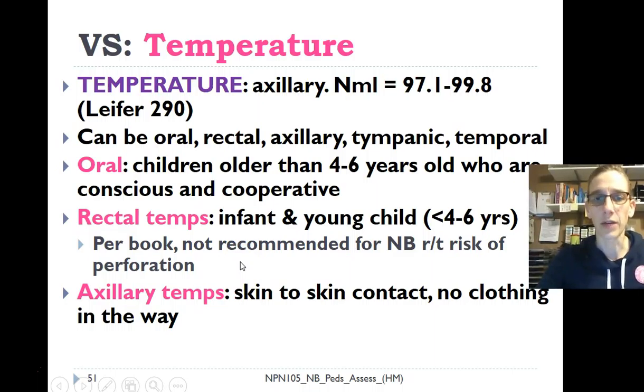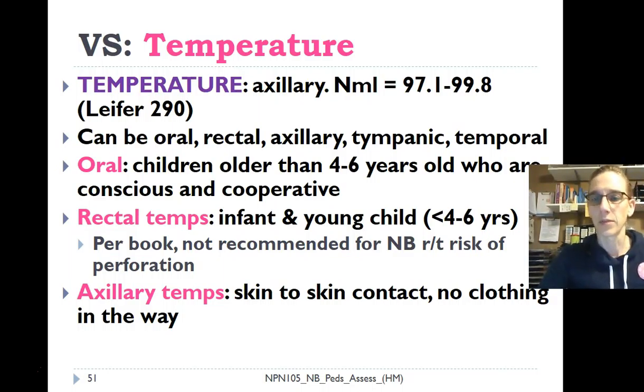Now, we used to do a rectal temperature on every baby as soon as they were born to make sure that their anus was patent, but they are actually not even recommending that anymore. For axillary temps, you have to make sure that there's skin-to-skin contact. There's no clothing in the way, so while it seems simple, sometimes that's a task in and of itself.